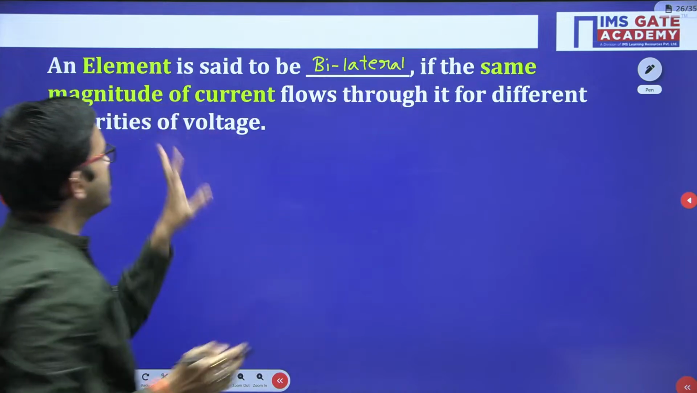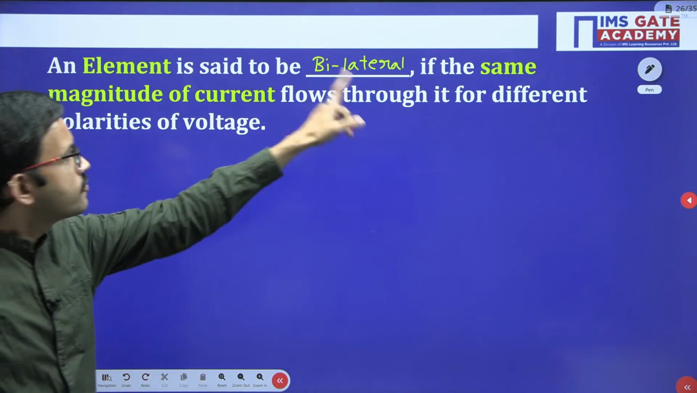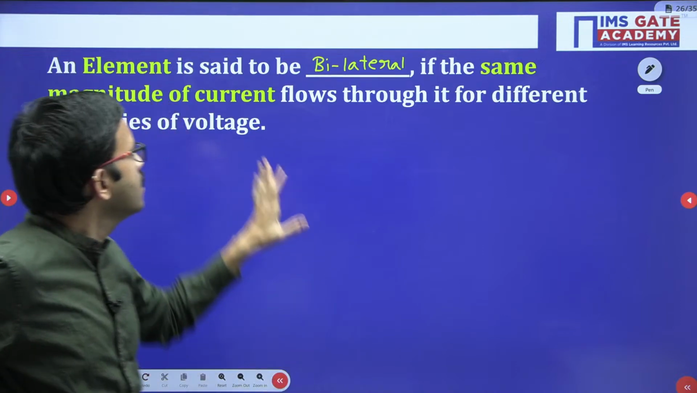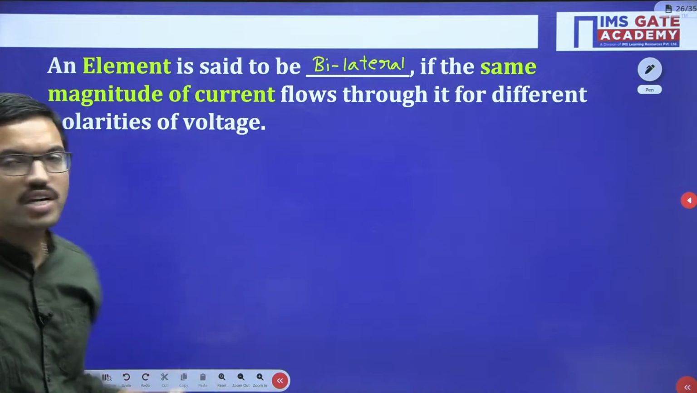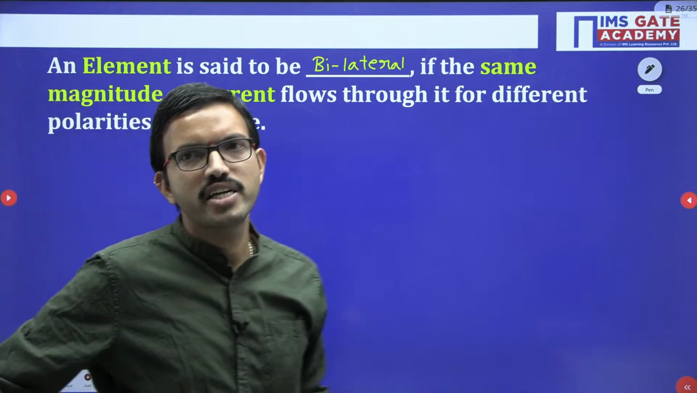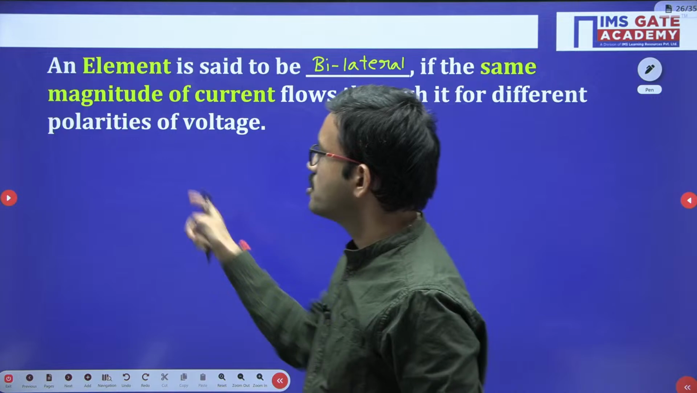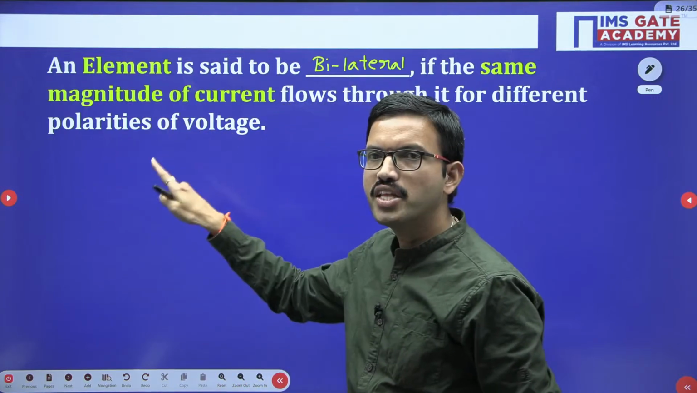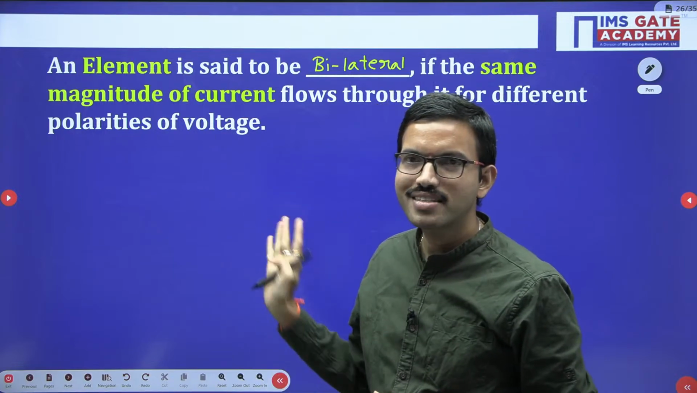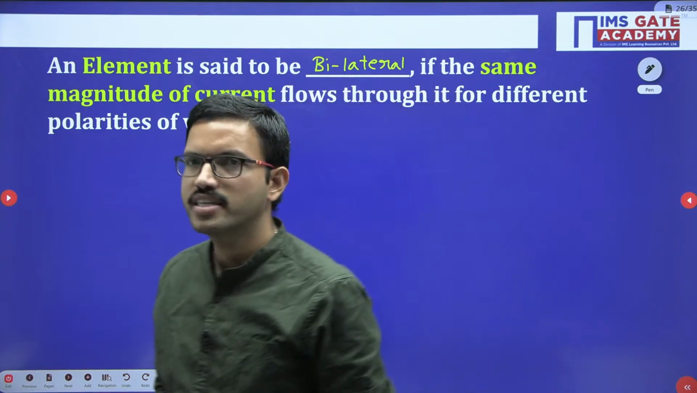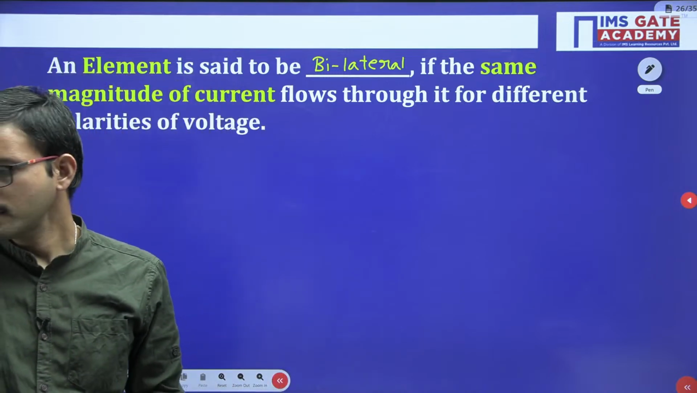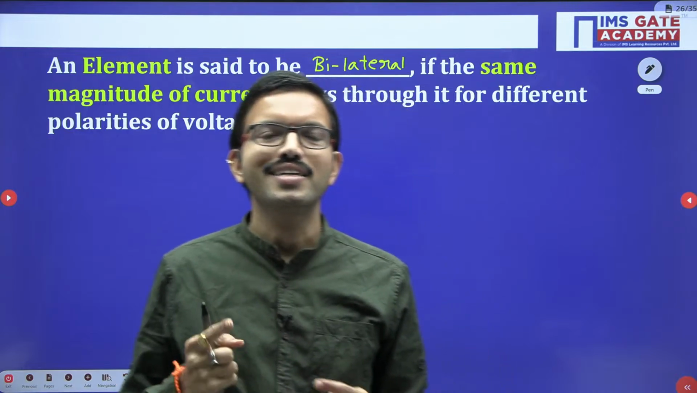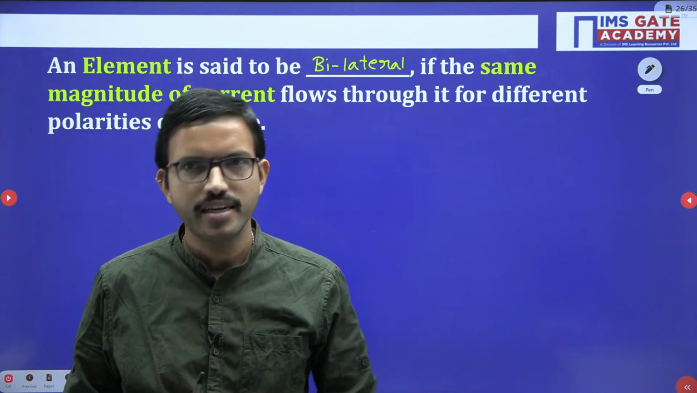See here, an element is said to be bilateral if the same magnitude of current, that is very important, flows through it for different polarities of voltage. Different polarities means case 1 you have considered plus here, minus here, and case 2 you have considered minus here, plus here. In both cases, if you are getting the same magnitude of current, that means it is a bilateral element, otherwise it is unilateral. So up to here we have discussed active and passive, then linear, non-linear, and then bilateral and unilateral, right?